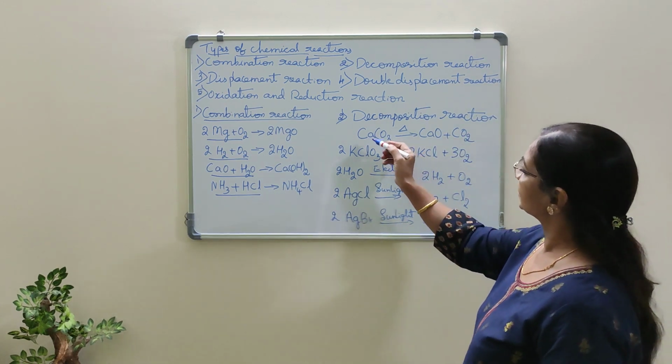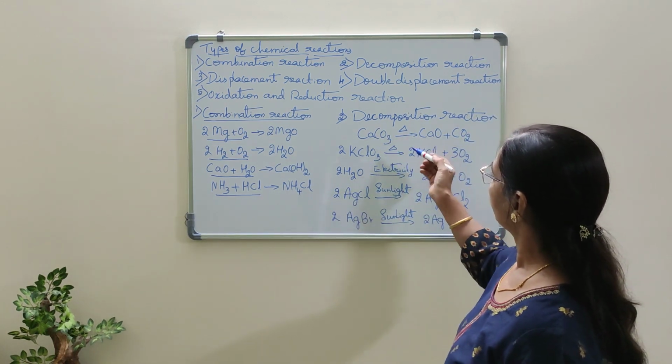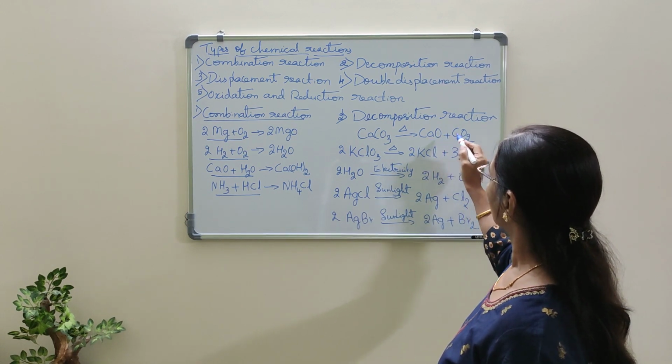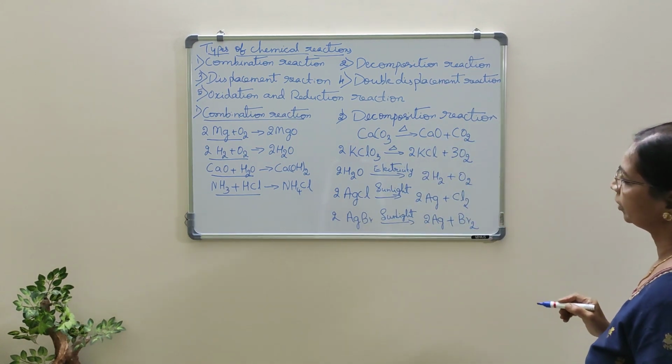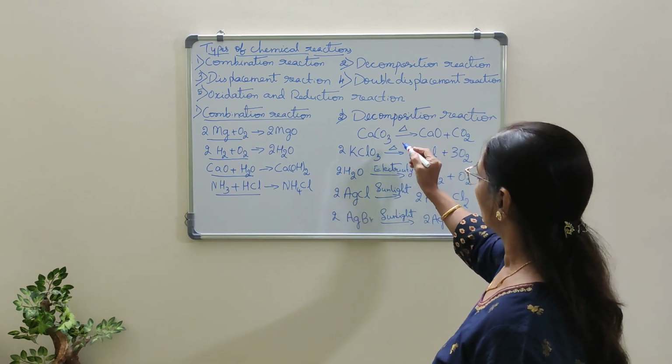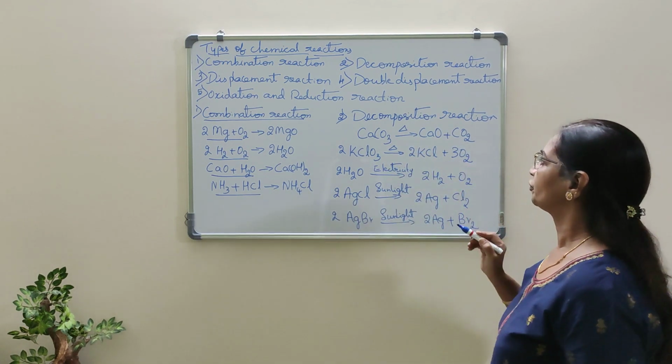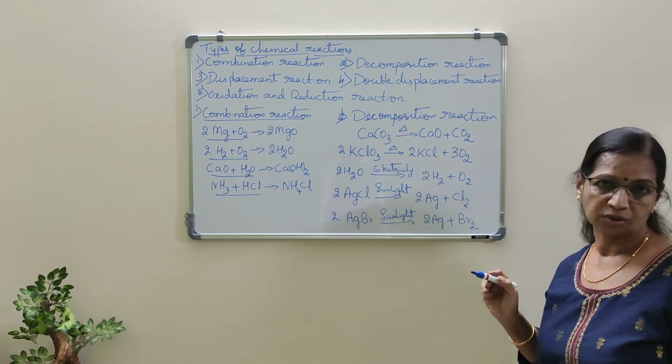Here we have given the example of calcium carbonate. On heating, it splits into calcium oxide and carbon dioxide. Potassium chlorate on heating decomposes to form potassium chloride and oxygen.